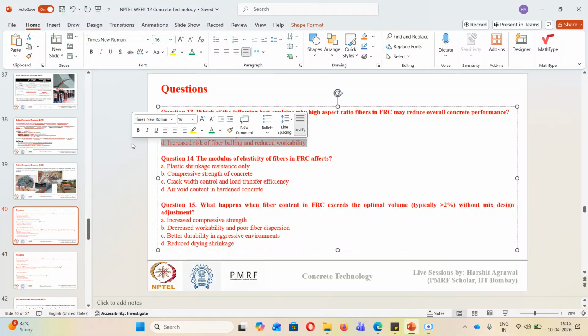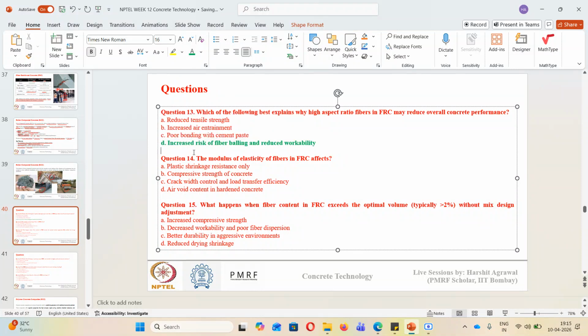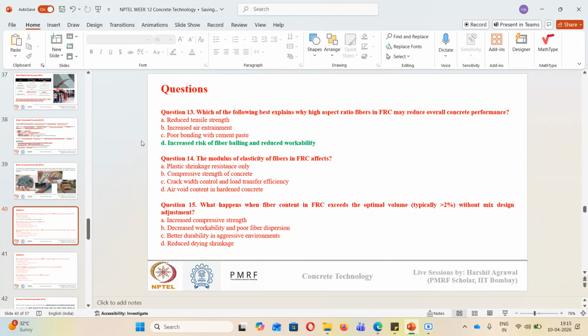Yes, the correct answer is D. Okay. So what happens? High aspect ratio fibers, which are long and thin, are prone to clumping. Okay, so they will entangle with each other and form a ball.